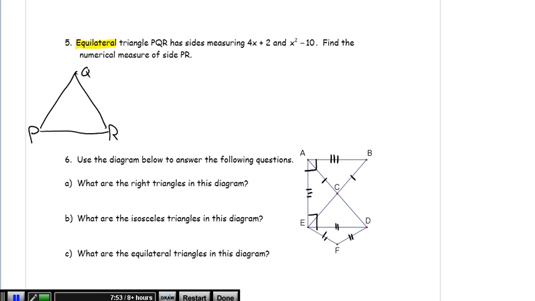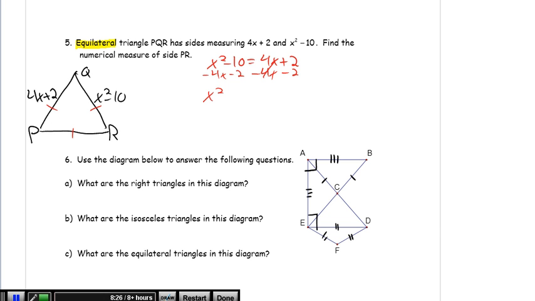We have sides measuring 4x plus 2 and x squared minus 10. Keep in mind it's an equilateral triangle, so who cares how we label this? They're all going to be the same. And if we just said that they're all the same, we know that these are all congruent sides. So we want to say that these are all equal to each other. So let's say x squared minus 10 equals 4x plus 2. You see an x squared, you see an x, it becomes a factoring problem.